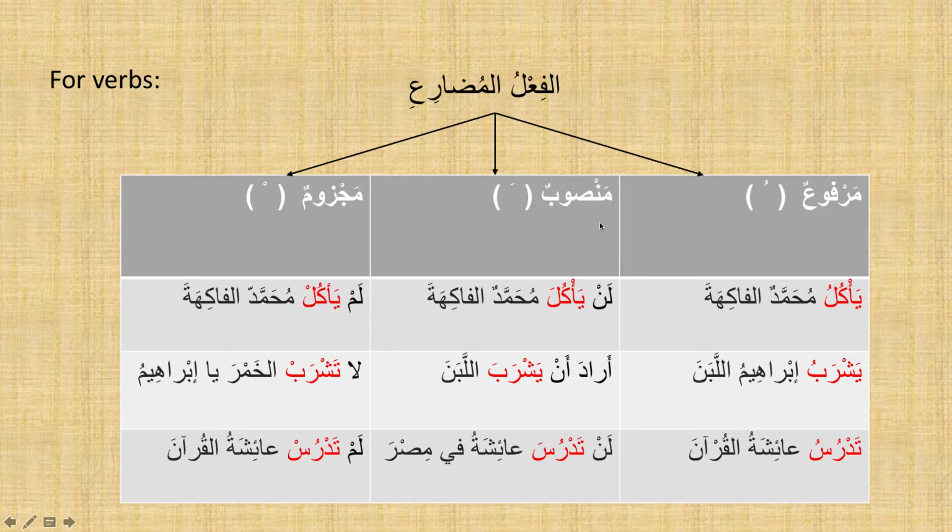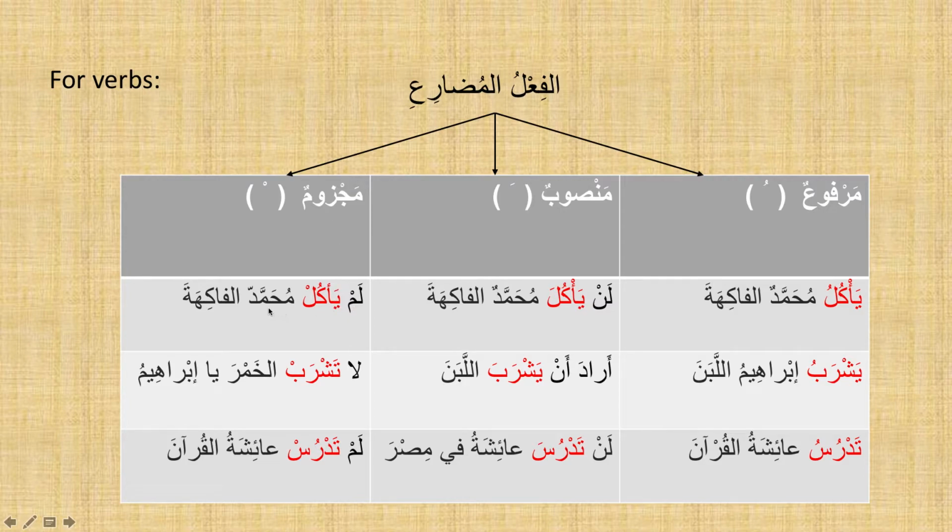Some examples of فعل منصوب. لن يأكل محمد الفاكهة. أراد أن يشرب اللبن. لن تدرس عائشة في مصر. So each of these verbs end in a fatha. Now فعل مجزوم.